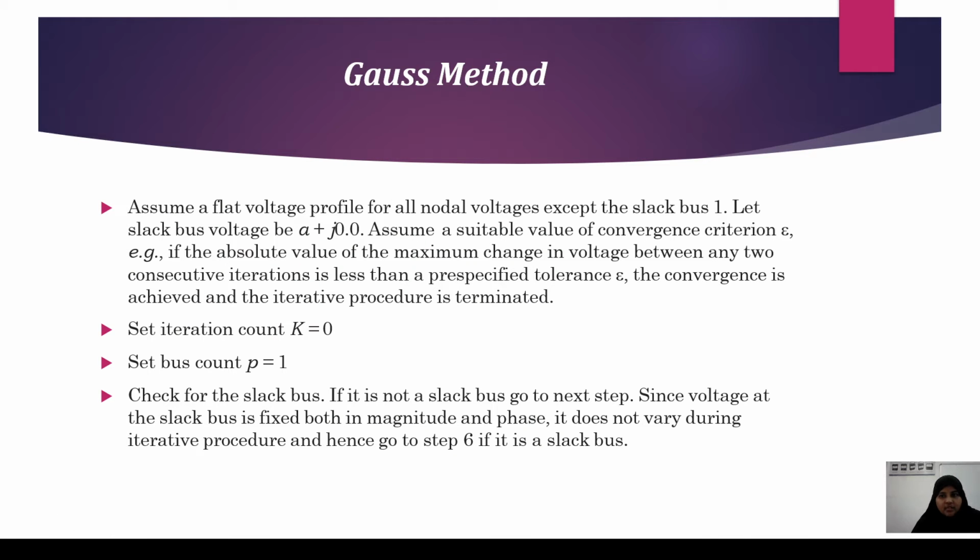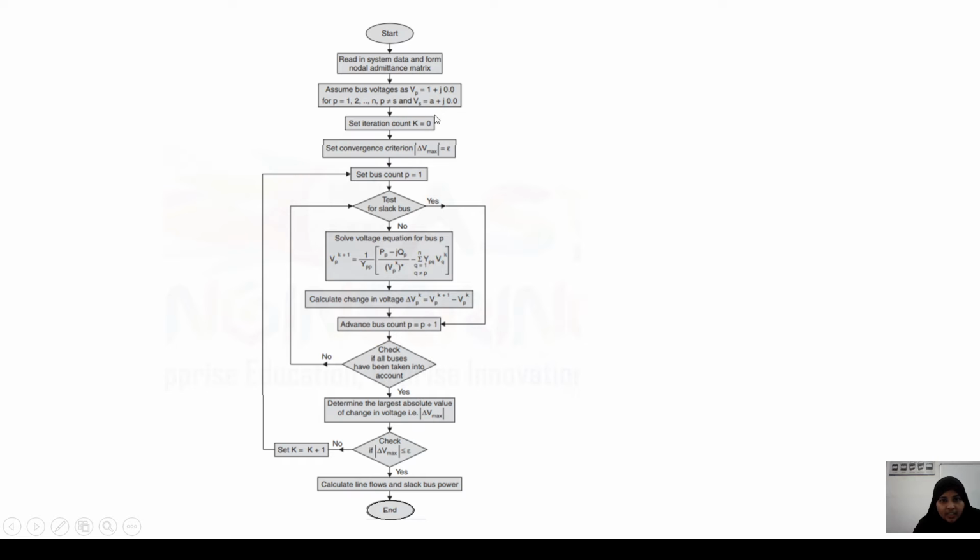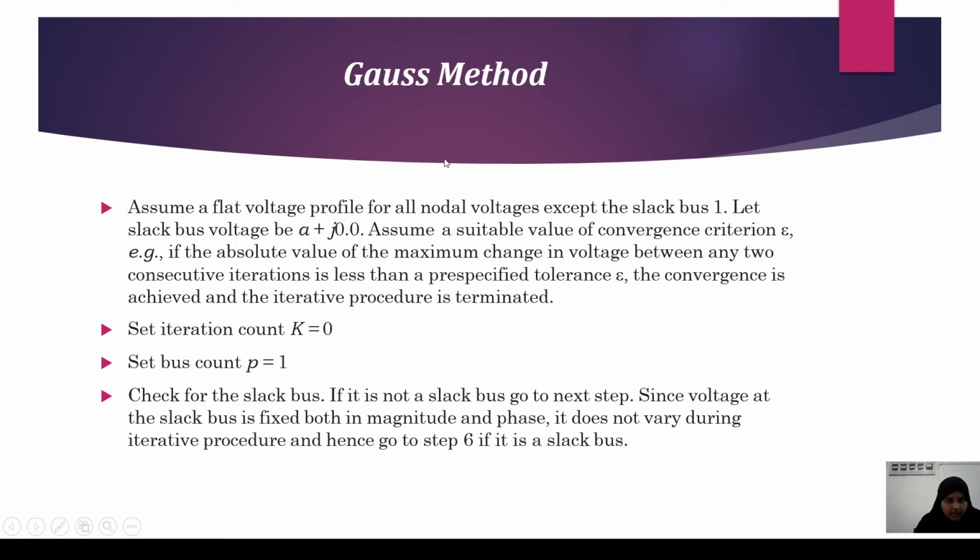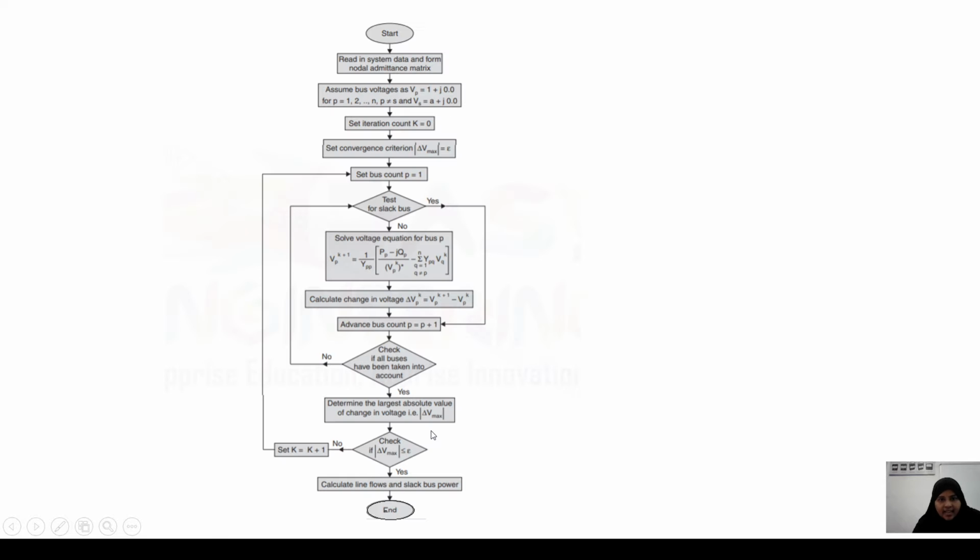Assume a suitable value of convergence criterion epsilon, that is, if the absolute value of maximum change in voltage between any two consecutive iterations is less than the specified tolerance epsilon, convergence is achieved and the iteration procedure is terminated. Now, after this, we have set the iteration count K is equal to 0, then convergence criterion mod of delta Vmax is equal to epsilon. Set bus count P is equal to 1. Check for slack bus. If it is not slack bus, go to the next step. Since voltage at the slack bus is fixed both in magnitude and phase, it does not vary during the iterative procedure, and hence go to step 6 if it is a slack bus.